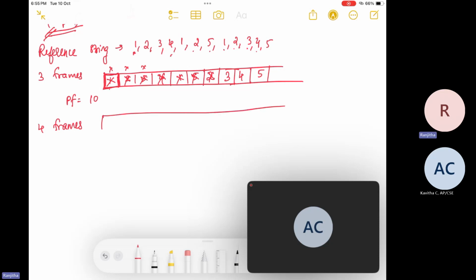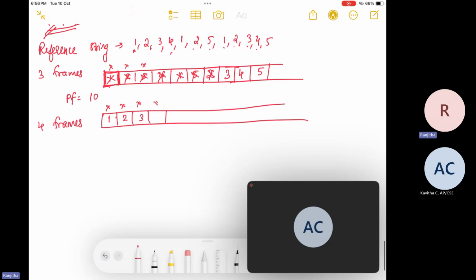Now let's see what happens if we have 4 frames. We'll start with 1, 2, 3, 4. So this will be a page fault. 2 is not there, page fault, but a free frame is available, so there is no page replacement. 3 is not there, page fault, no replacement. 4 is not there, page fault, no replacement.